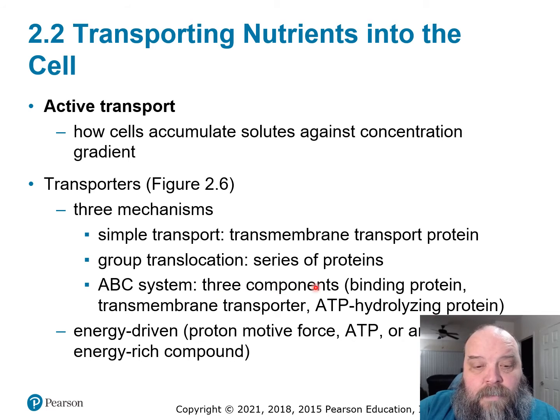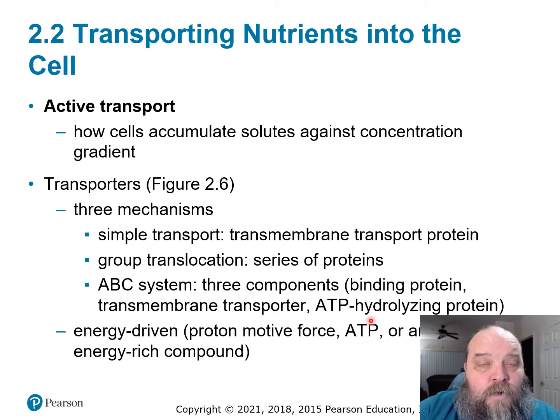It's 3 components. There's a binding protein, a transmembrane portion, and then a part that is all about the ATP hydrolysis. Remember, it's the hydrolysis of ATP, the removing of that 3rd phosphate, that will drive this system, hence active transport. For some of these, the simple transport and group translocation, instead of using ATP, the transport can be driven by proton motive force.